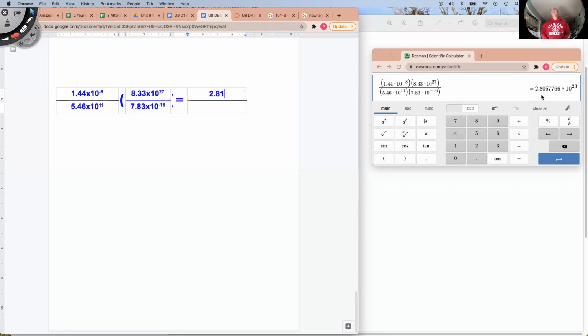Mr. P, how come 81? Because the 5 is going to round that 0 to a 1, and I only want two numbers after the decimal place, times 10 to the 23rd power. Okay, and that is our answer.